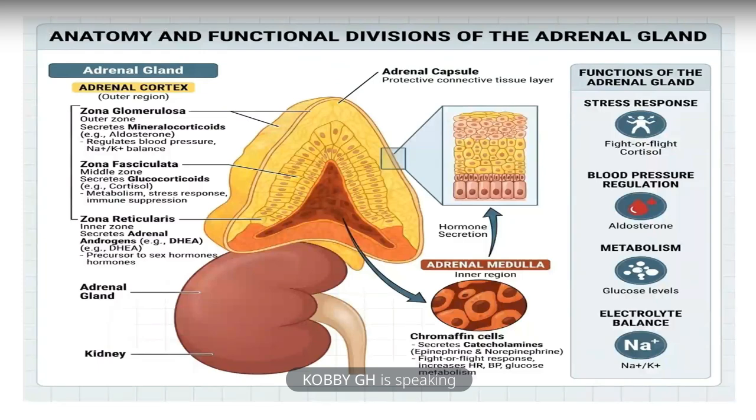Aldosterone makes the kidneys hold salt back. But don't forget that anytime salt is going back into your blood, water follows. What's the function of the aldosterone? One, it helps to reabsorb salt. Two, it helps to also reabsorb water. That is the second function of aldosterone.